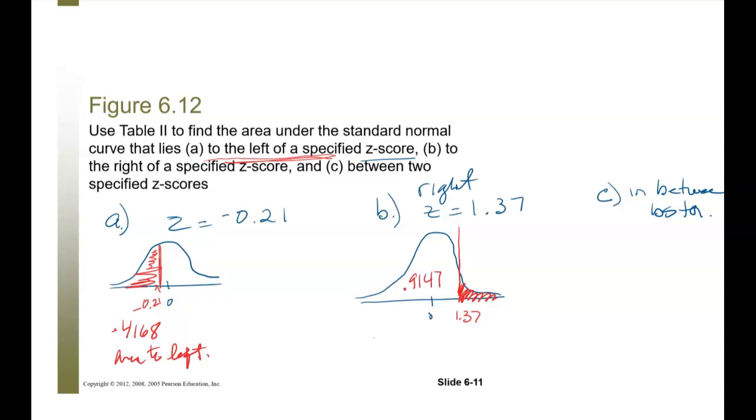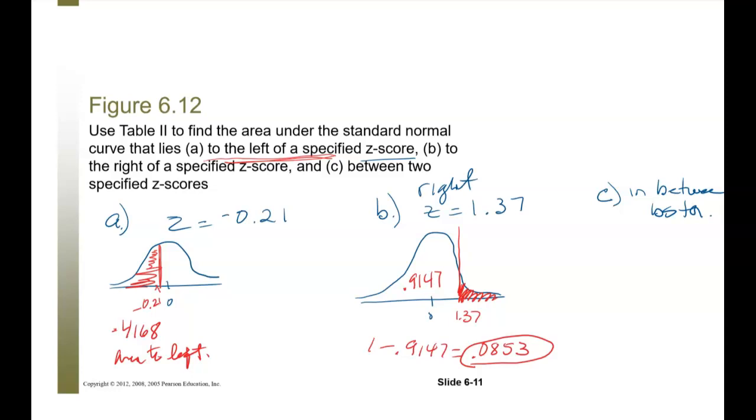So you subtract from 1. We know the whole thing is 1. And then you can go ahead and put 0.0853. Makes more sense. That's going to be a small area. It's a small portion of your normal curve, so it's going to be a much smaller area.